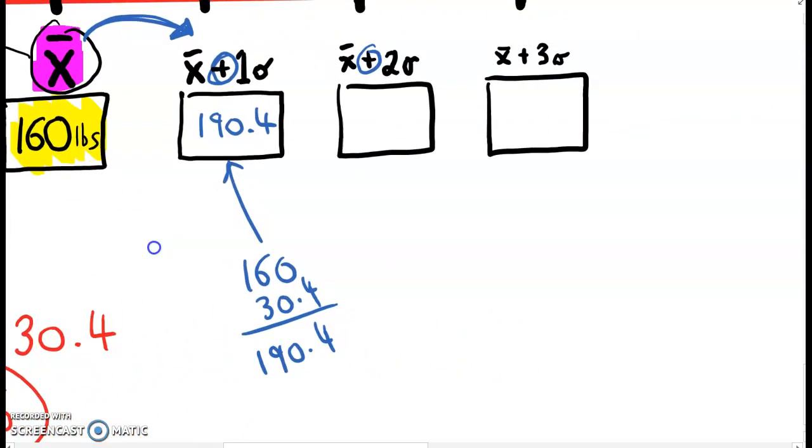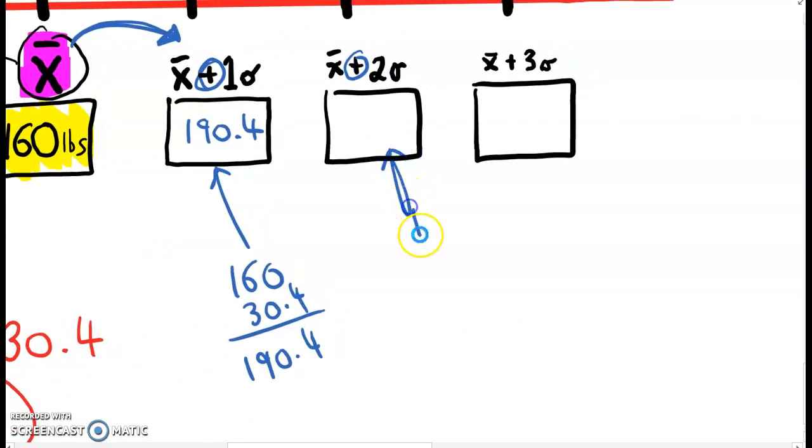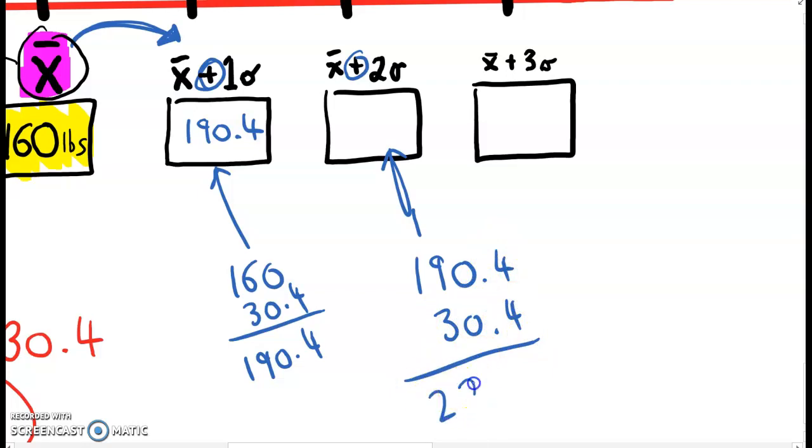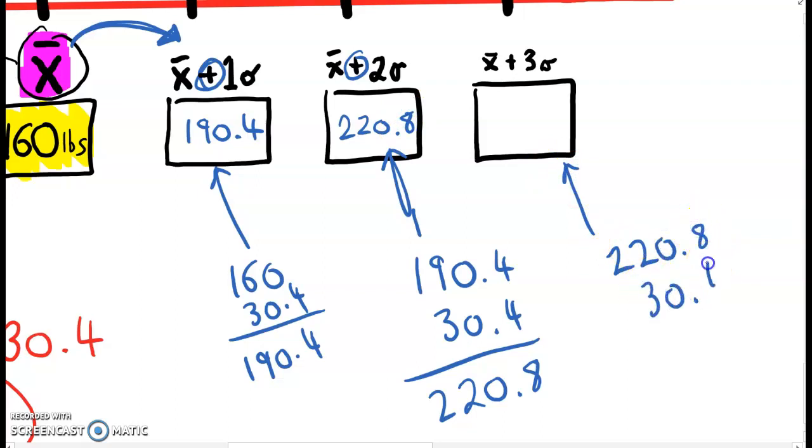190.4. And in here, we're going to add on another standard deviation. So 190.4, add on another standard deviation. That leaves us with 220.8. So that goes in there. And then in here, we put in another standard deviation. 220.8, add on another standard deviation. We get 2, and 1 is 1, and 5 is... 251.2.